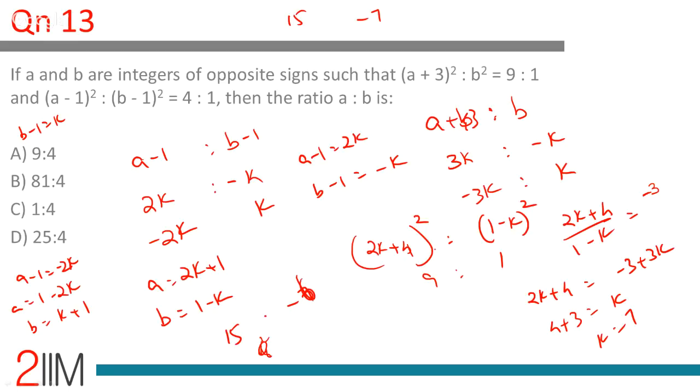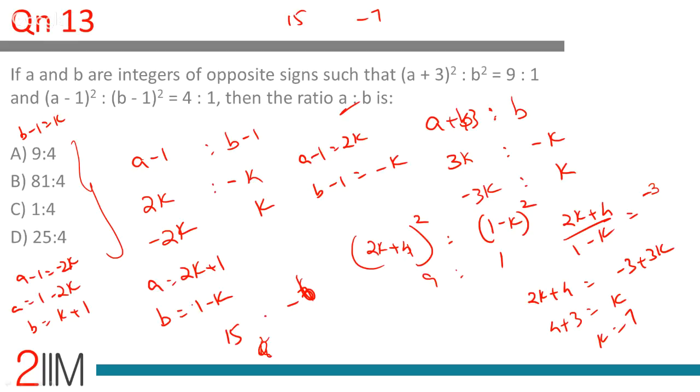Running short of time. 15 and minus 6. The ratio A is to B. Opposite signs. And what is the ratio? Why are all of these numbers positive? I've solved this and I got the numbers to be 15 and minus 6. Let's see if we can solve this one. This strand is really tricky.